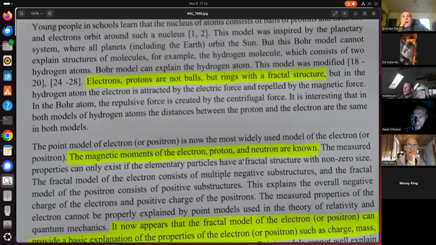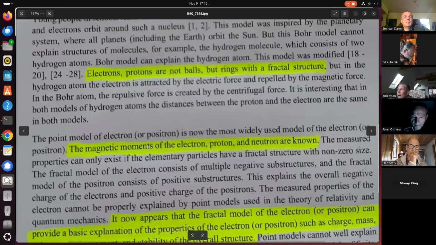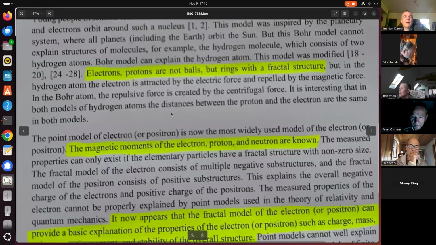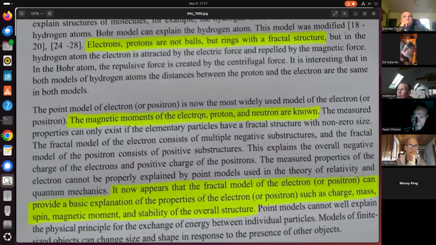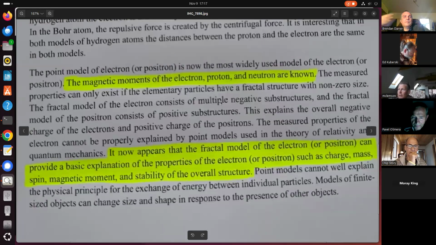Electrons and protons are not balls, but rings with a fractal structure. But in the hydrogen atom, the electron is attracted by the electric force and repelled by the magnetic force. In the Bohr atom, the repulsive force is created by the centrifugal force. It is interesting that in both models of hydrogen atoms, the distances between the proton and the electron are the same. The point model of the electron or positron is now the most widely used model. The magnetic moments of the electron, proton, and neutron are known.